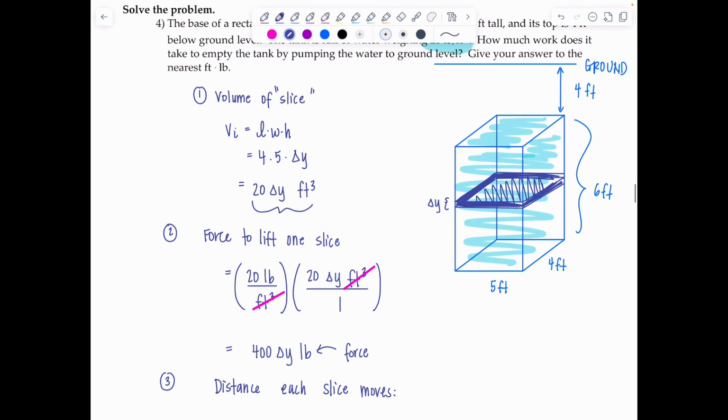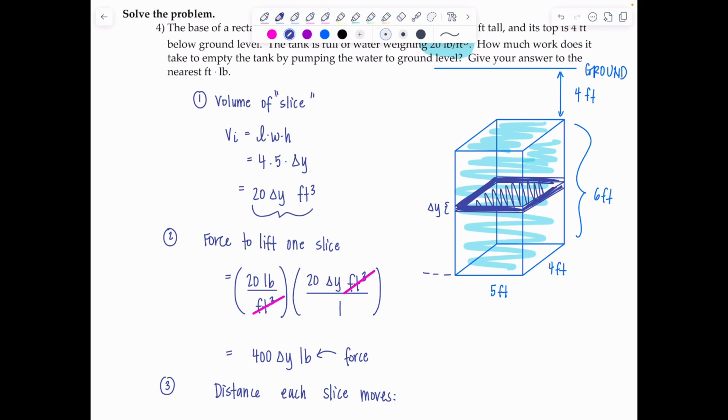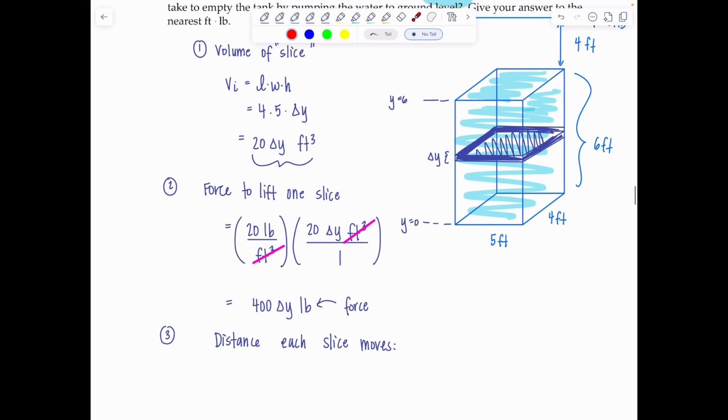Well, how are we partitioning things? I'm going to call this height y equals 0. This is the height y equals 6. Up here is y equals 10. Okay? And then this is maybe halfway through the tank, y equals 3, 4, 5, etc., right?